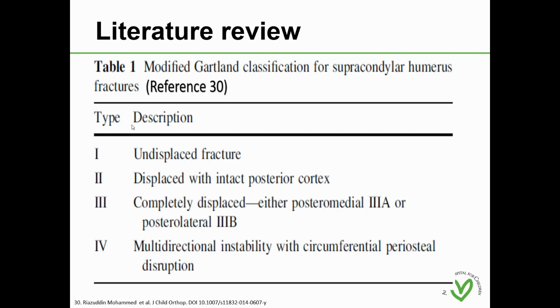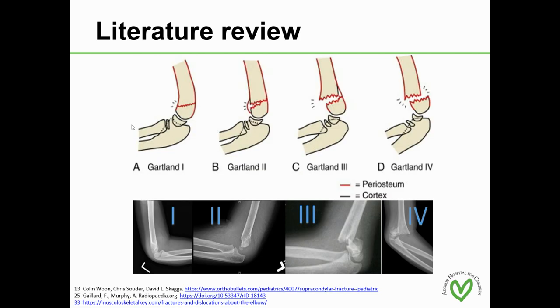This is the table showing how we classify the elbow fracture by using the modified Gartland classification. The supracondylar fracture we divide into 4 subtypes. In this image, we see the schema with the real radiograph. A is Gartland 1, B is Gartland 2, C is Gartland 3, and D is Gartland 4.